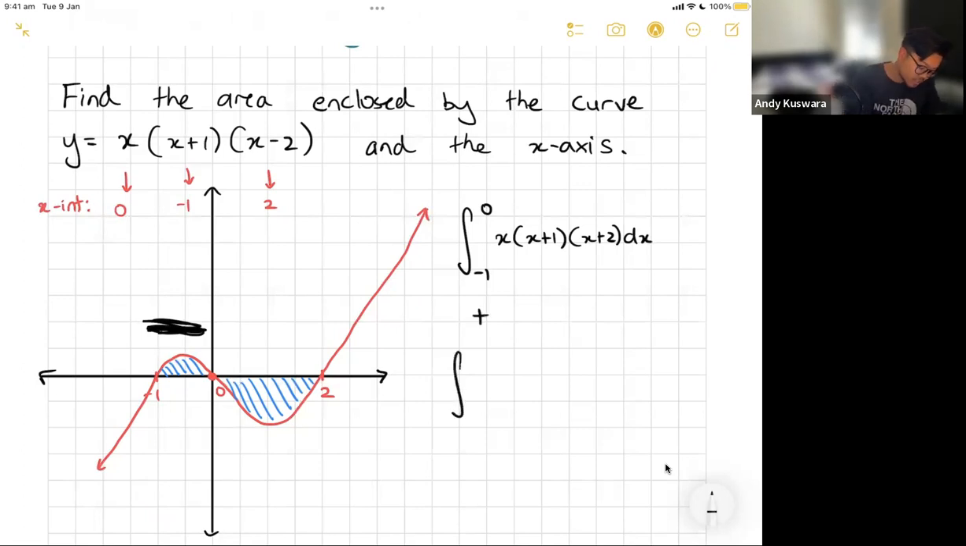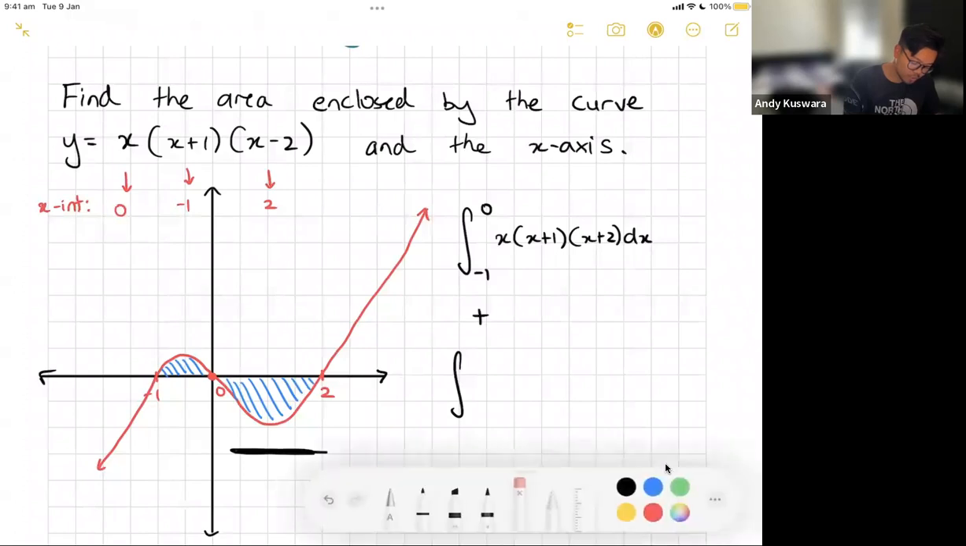And now I'm going to add the second part. So here I can see the integration. I'm going to be adding this part now, working on this part here. Now I'm working between 0 and 2.